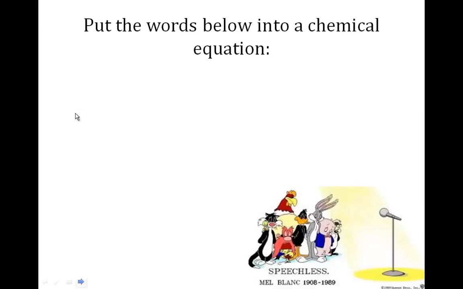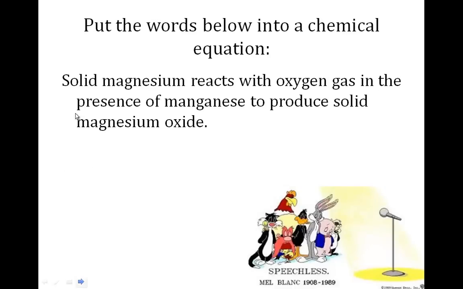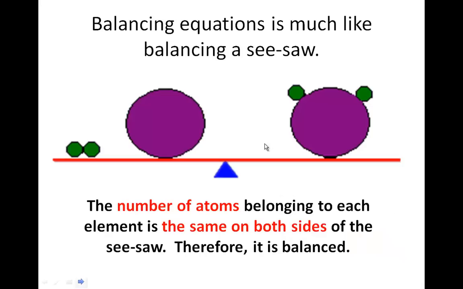Put the words below into a chemical equation. Solid magnesium. Magnesium is Mg, little s. Reacts with, that's plus, oxygen gas, O2, little g, in the presence of manganese. Now, in the presence of means it's a catalyst. So, Mn, to produce, and that's the arrow, magnesium oxide. Go to my periodic table, magnesium's in my plus 2 column, oxygen's in my minus 2 column, so it is MgO. And it says solid, so I put a solid, and I keep on trucking.